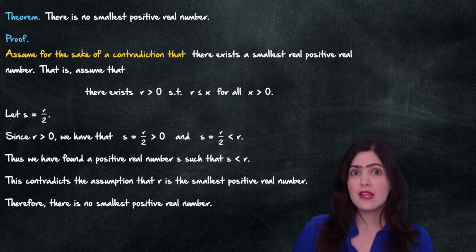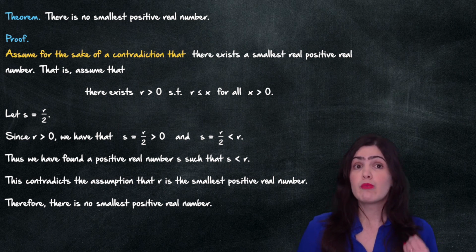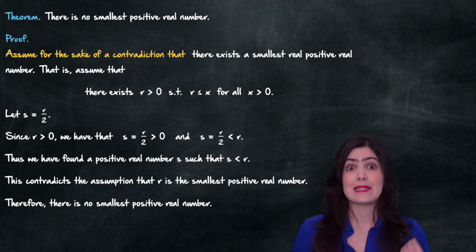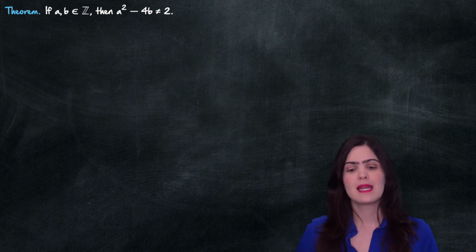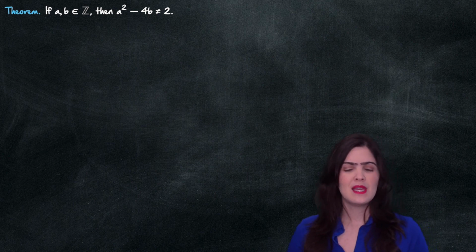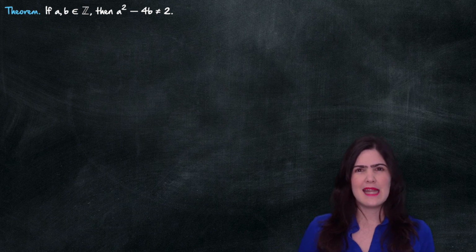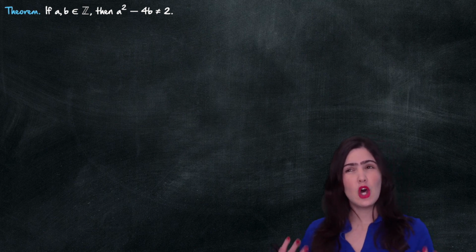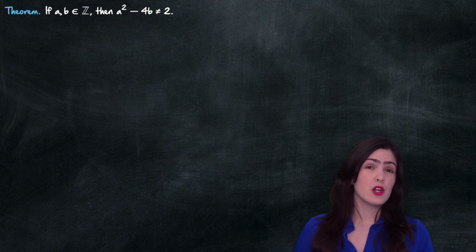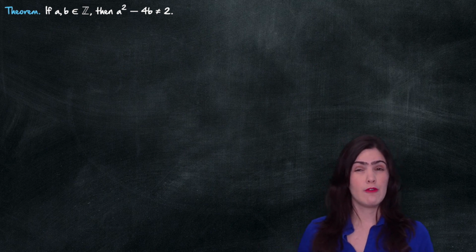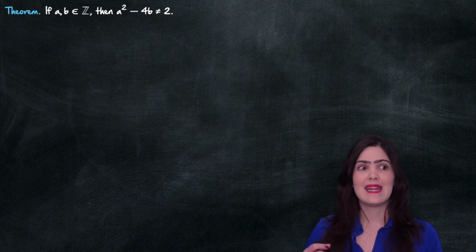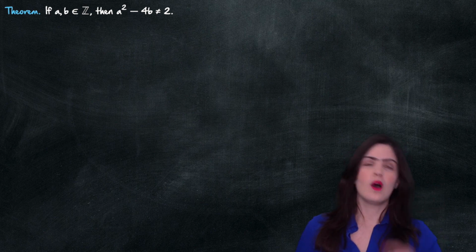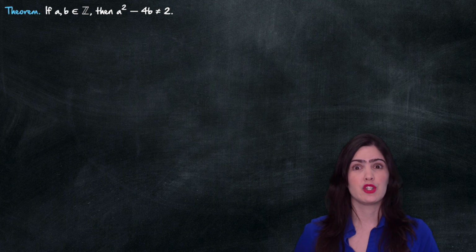Now let's take a look at another example of how we can use proof by contradiction to prove a conditional statement. So we have this theorem that says that if a and b are integers, then a squared minus 4b is not equal to 2. So here again, we have a statement that is in a negative way, right? It's telling me that it's not equal to. But working with things that are not equal to something is very often much harder than working with things that are equal to something. So whenever you see a statement that is written in a negative way, you should think, oh, I should use proof by contrapositive or proof by contradiction.